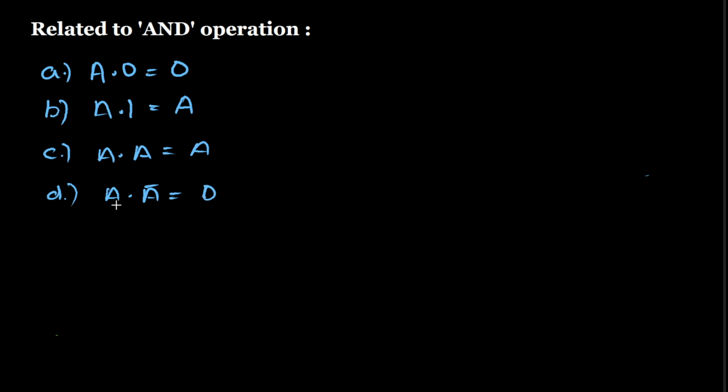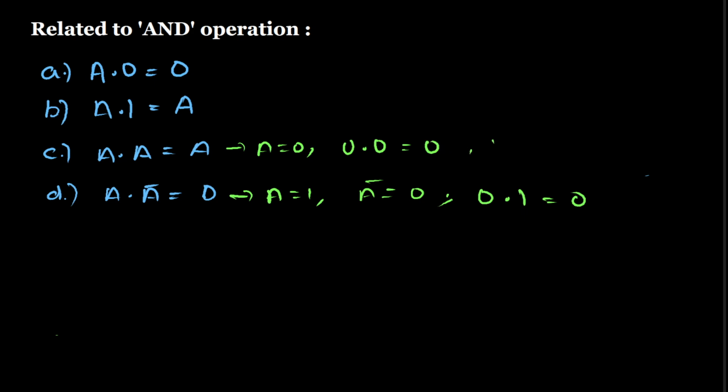Why? Because if I am taking a equal to 1, then my a bar will be equal to 0. So my answer will be 0 into 1, which is 0. I think you understood. Whether you take 0 also, you will get the same answer. For a into a, for a equal to 0, you will get 0 into 0, that is 0. A equal to 1, you will get 1 into 1, that is equal to 1. So my answer will always be a.